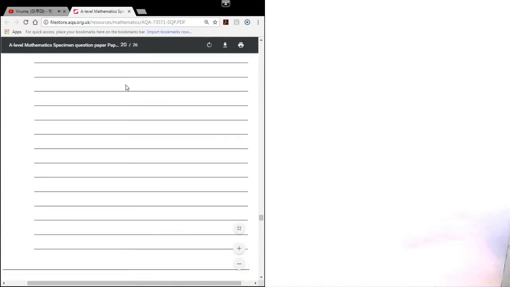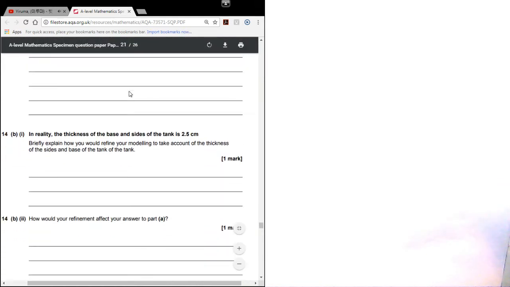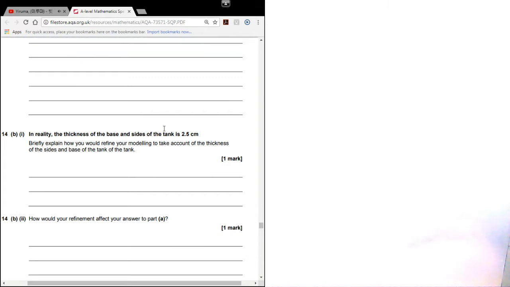Now the question carries on with a simple test case. It says, in reality, the thickness of the base and the sides of the tank is 2.5 centimeters. So in reality, we have some extra thickness for the base and for the tank. Briefly explain how you would refine your modeling to take account of the thickness of the sides and base of the tank. And it's just 1 mark. So if you are told to explain how you would refine your modeling, that's taking you back to the laminate drawing that we had.